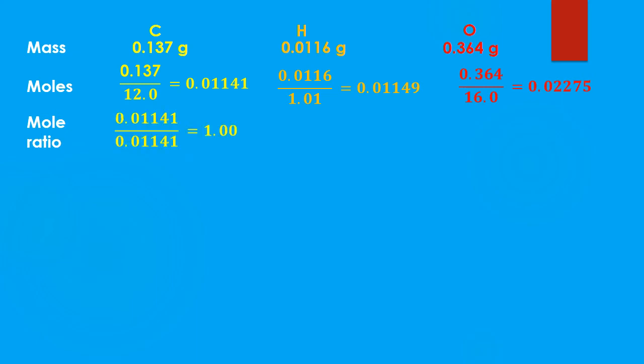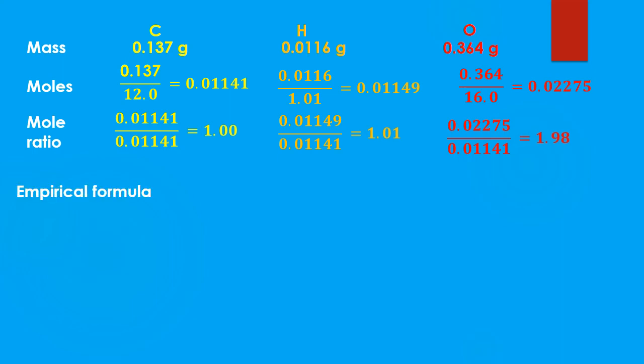So for the mole ratio, carbon we get 1, hydrogen we get 1, oxygen we get 1.98. So that tells us it's approximately 1 to 1 to 2. So the empirical formula is CHO2. But we still need to find our molecular formula.